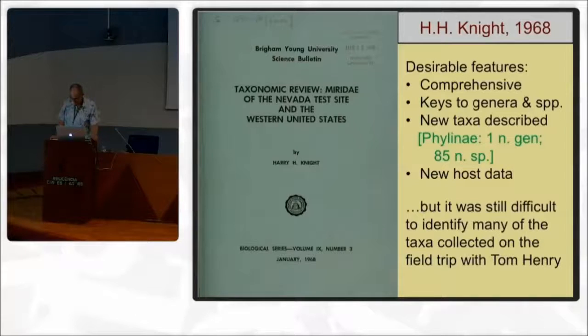Although Knight's 1968 paper treated in a nearly comprehensive way the Miridae fauna of Western North America, I found it difficult to use for identifying many taxa I had collected on the trip with Tom Henry because it lacked habitus and genitalic illustrations for most taxa, features that I had learned were vital during my dissertation research on the South African fauna.